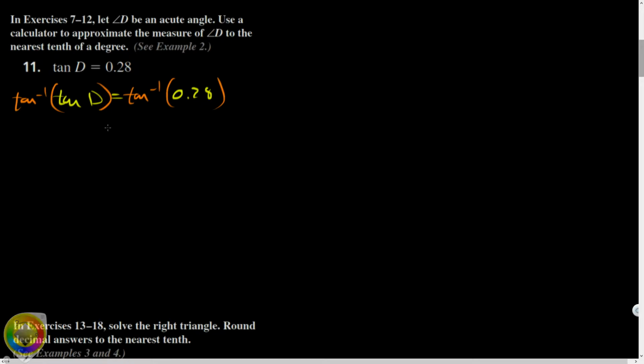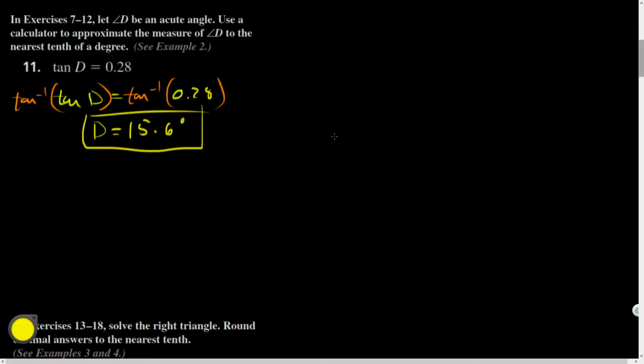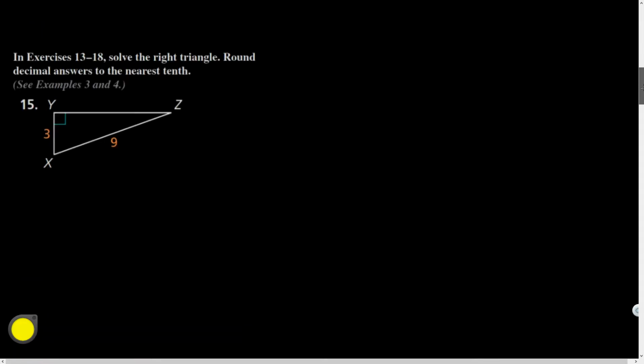I know, it's vocabulary, it's terminology. So these tan inverse and tan undo each other. I'm left with D by itself, and the tan inverse of 0.28 is equal to 15.6 degrees, like so. All right, let's see. I'm scared. Here we go.